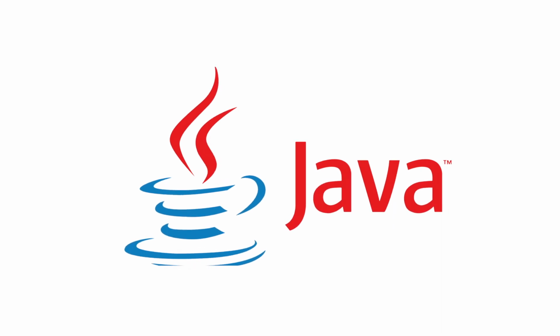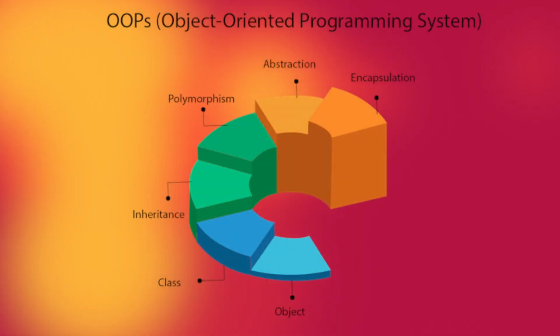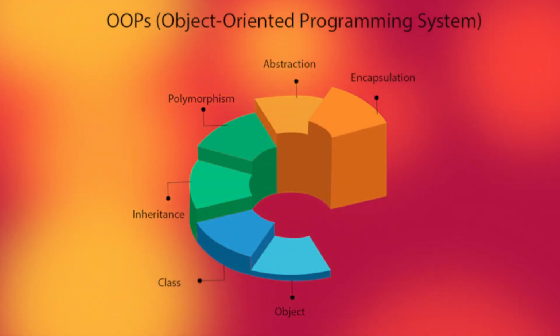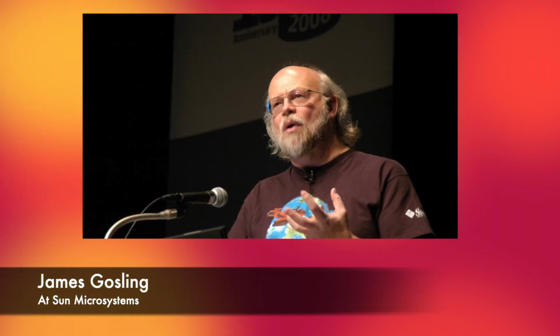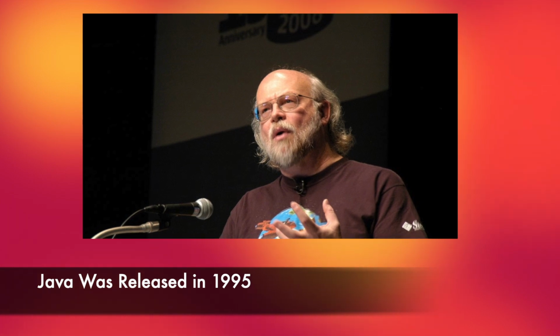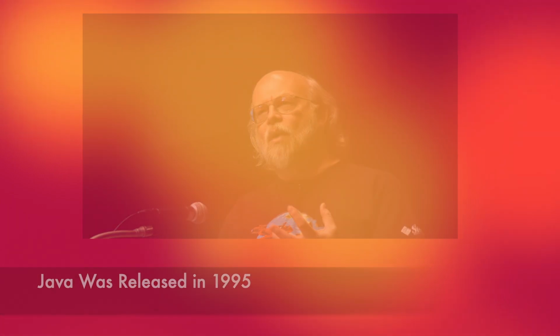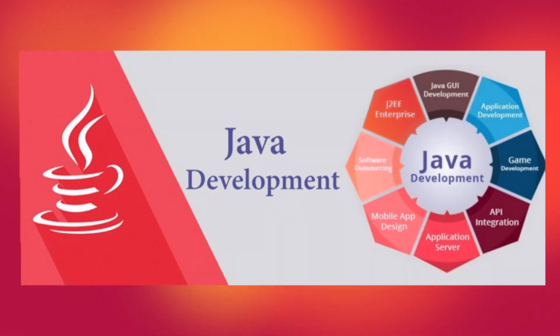Java is a general purpose programming language that is class-based, object-oriented. Java was originally developed by James Gosling at Sun Microsystems. Java was released in 1995 as a core component of Sun Microsystems. It is used to develop software, servers, and mobile applications.